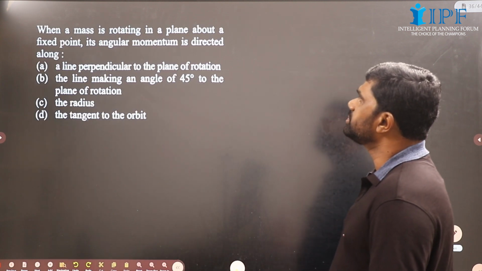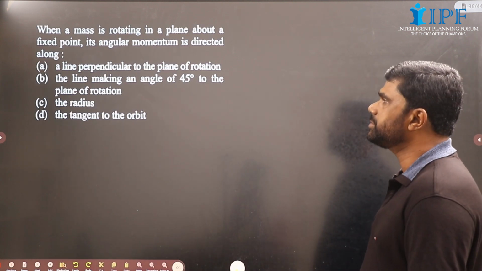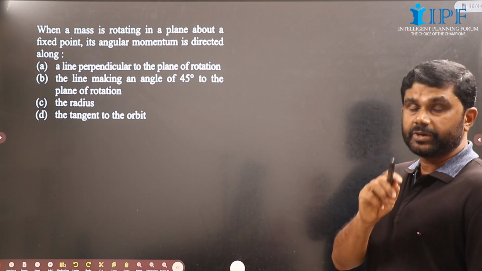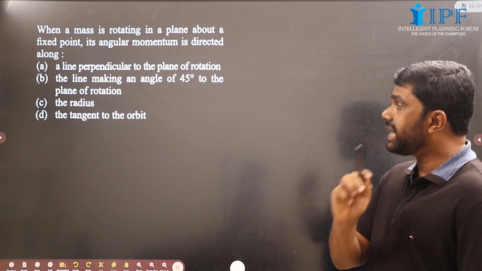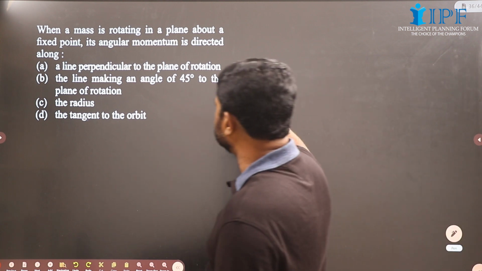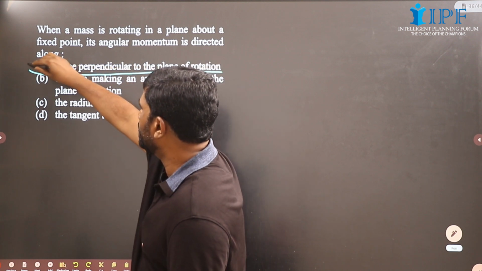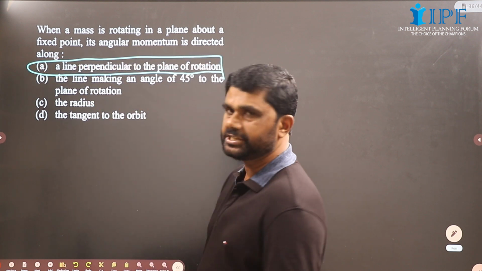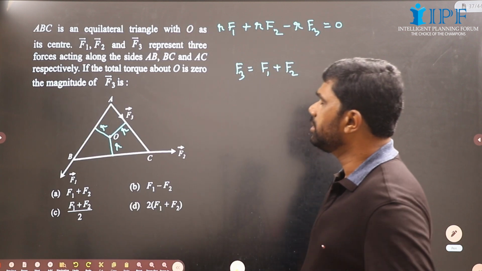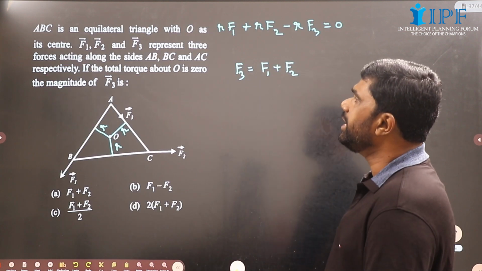When a mass is rotating in a plane about a fixed point, its angular momentum is directed along the axis, because angular momentum is an axial vector. Line perpendicular to the plane of rotation, that is the axis. Now let's try the next question.